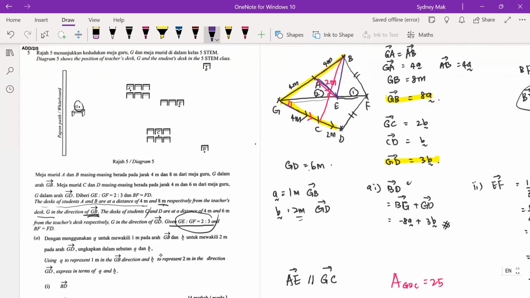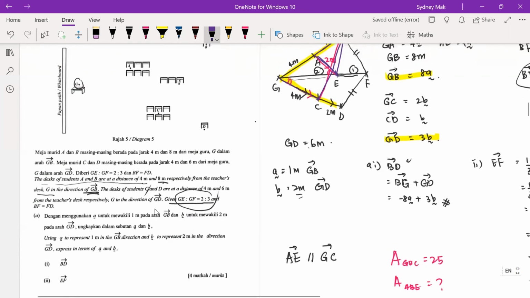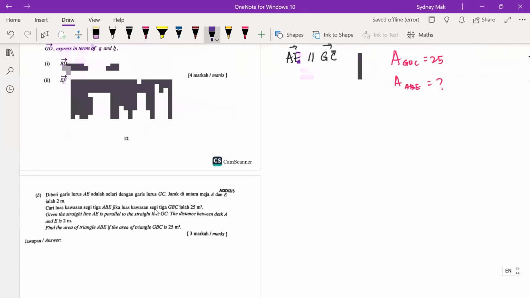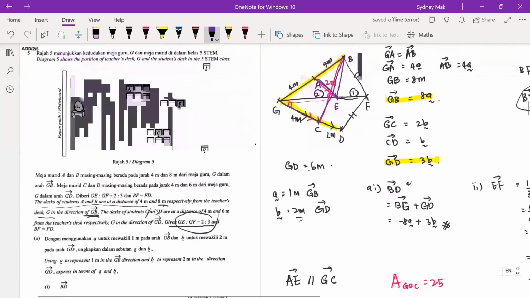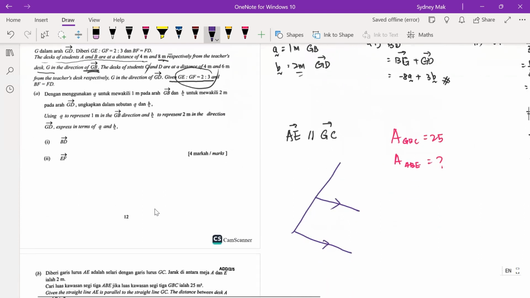All right. Now, I am not really sure whether BC is parallel to BE or not. It was never mentioned in the question. Does it mention? No. So let me just do something like this. Okay, I assume they are parallel here, and then up to the C. G, B, C, they are parallel. So this one is 4 meters.